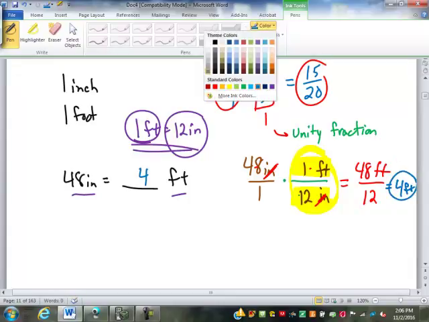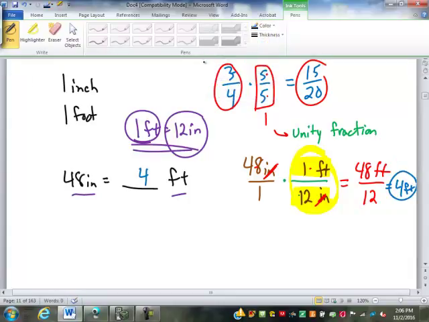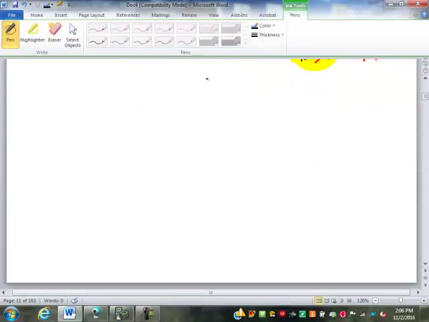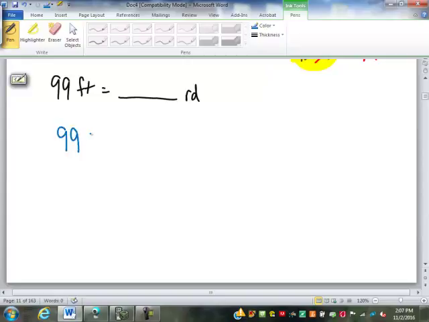Now, as we said, most of you could do that in your head. You didn't need to write out some big, long conversion. But what if we were using units that you weren't so familiar with? For example, let's say I told you I have 99 feet. I want to convert it into rods. But off the top of our heads, we don't really know that conversion right away. But we can write out 99 feet over 1. And we're going to create a conversion factor, a unity fraction.